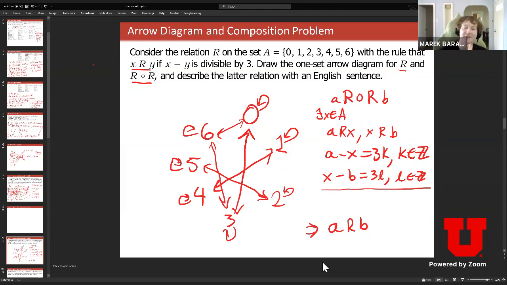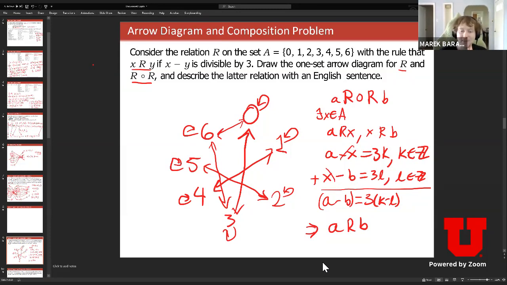So what if we add these two together? If we add them together, the x's cancel here. We get A minus B is equal to 3 times k minus L. So this means that 3 divides A minus B, right? So this means that AB is in the original relation.